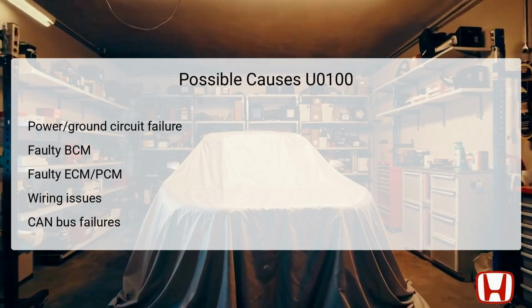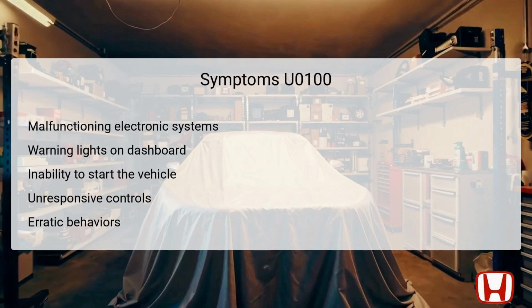A malfunctioning ECM/PCM may also contribute to this issue, as it directly affects the data flow over the network. Furthermore, wiring issues, such as broken or corroded connections, can hinder the communication path between these modules. Lastly, failures within the CAN bus system can lead to significant communication breakdowns, making it essential to evaluate these areas thoroughly. The symptoms of a U0100 DTC can significantly impact the driving experience.